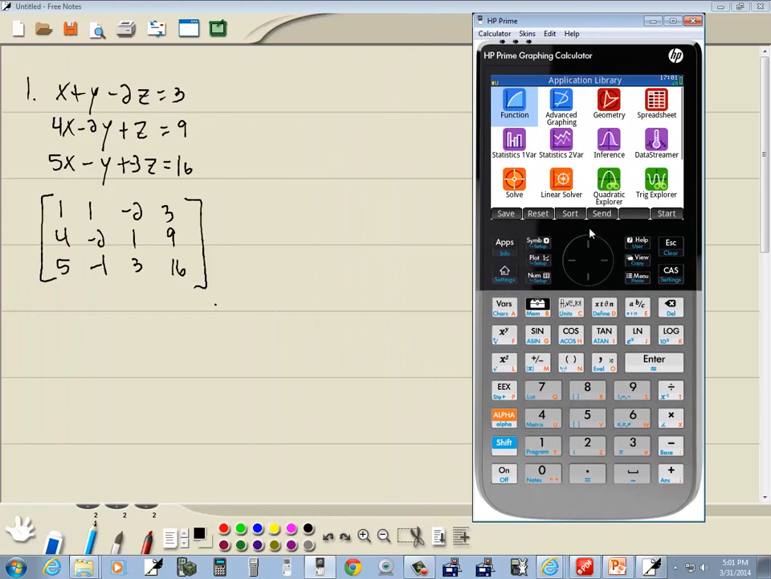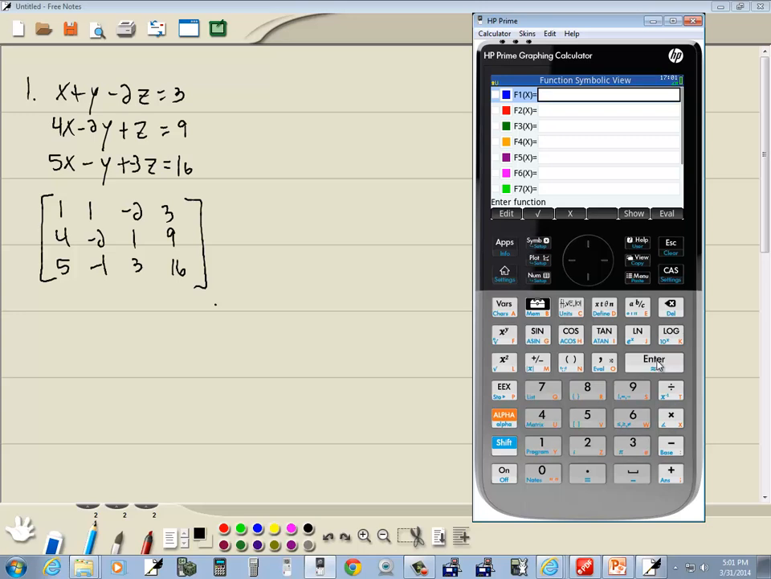I'm under my apps menu here. You can press apps if you're not already here. We won't go into function, so I'll highlight function, press enter. And then I want to click my home button. Okay, we want to input our matrix first.